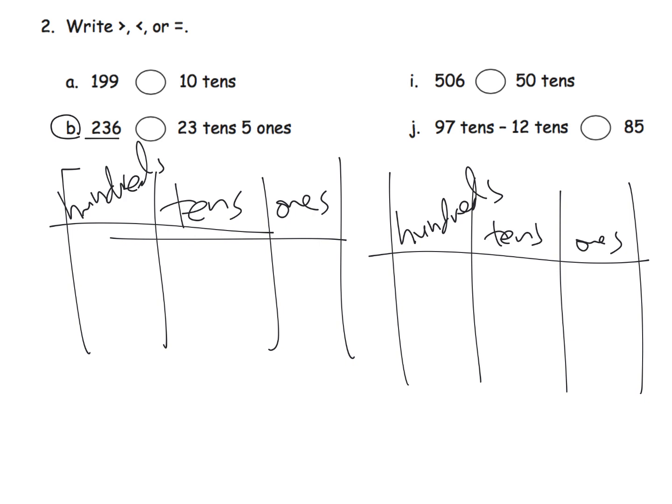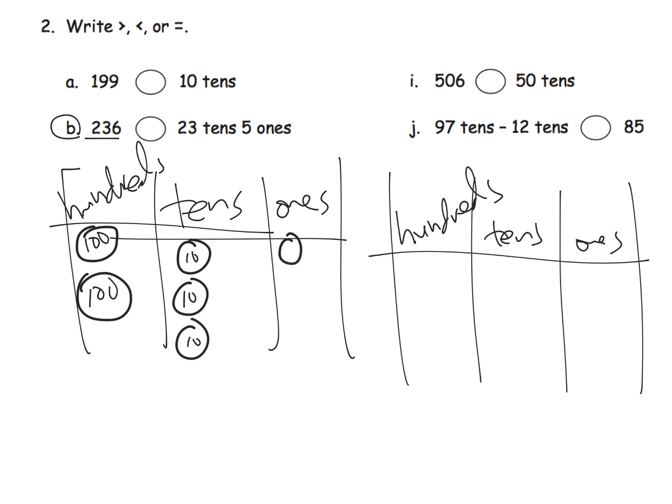Let's model both of these numbers. Let's start by modeling 236. So 236 is going to look like 2 in the hundreds column: 100, 100. Then it's going to look like 3 in the tens column: 10, 10, 10, and lastly 6 in the ones column. And notice I'm doing that in the 10-frame format. Five groups of five, right? And now let's model this number. I'll do it in blue just to be different, to help us contrast these two numbers.